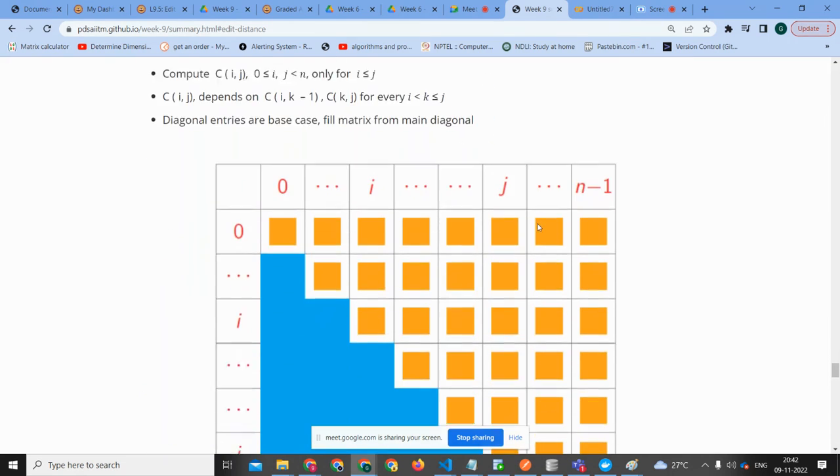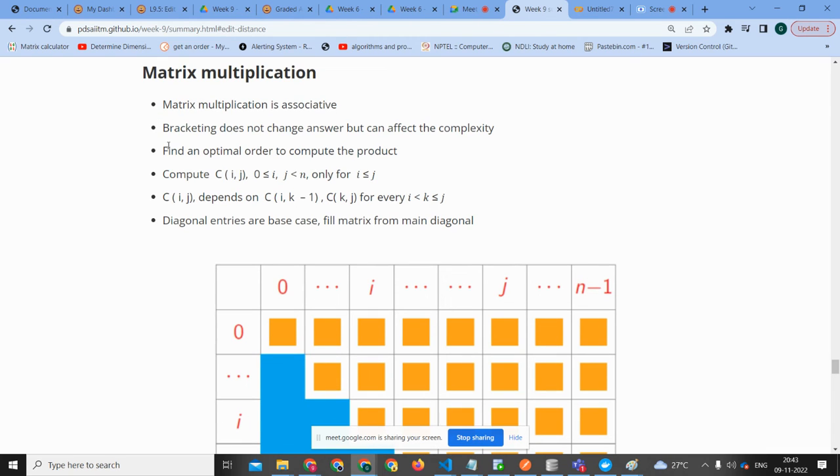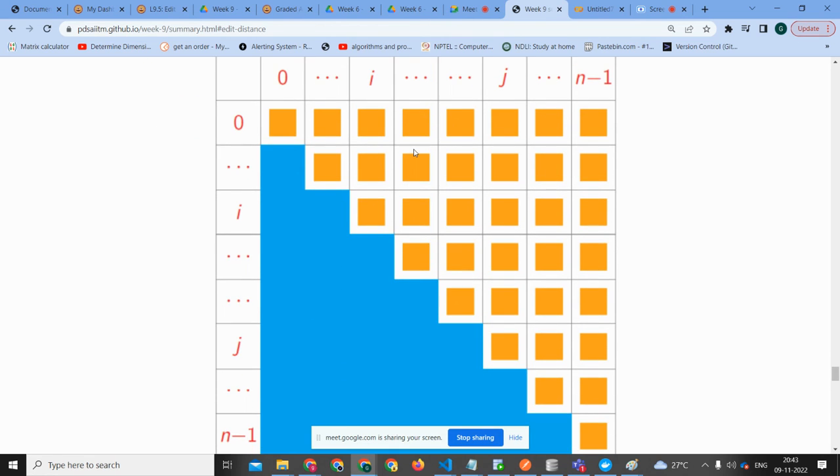Good. Okay. And we have matrix multiplication is associative, right? Associative, everyone knows, I think, right? A into B into C is equal to AB into C or A into BC. That's fine. Find an optimal order to compute the product. This is an interesting question actually.